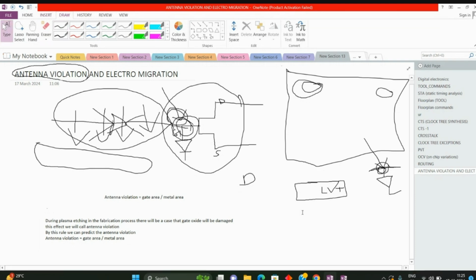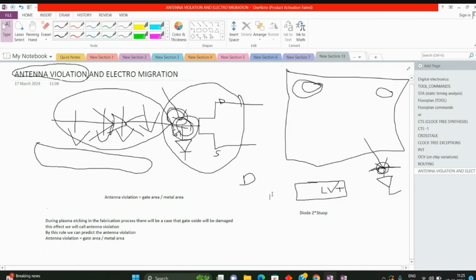The diode names will be like diode 2 by 3, 2 by 3 TOP, like that. This will come from the top level team only. They will give you the diodes, so you just need to insert this diode over here. Like this you can solve the antenna violation.